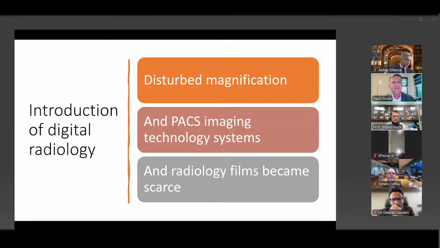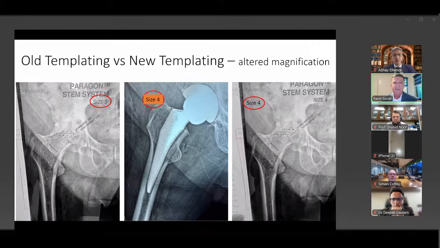Why? Because the introduction of digital radiology has disturbed magnification. Imaging systems and technology now make radiology films a lot more scarce, so it's harder to get a hold of them. And even when you do get a hold of them, the magnification means that the current templates we're using may not be accurate. This is reflected here between old and new templating.